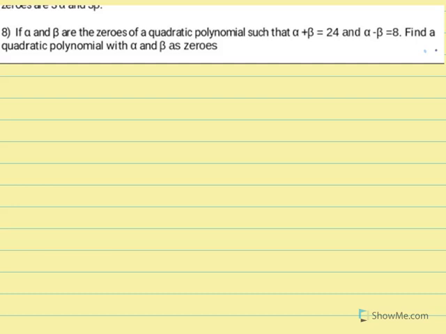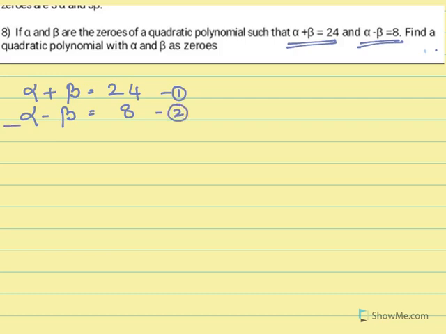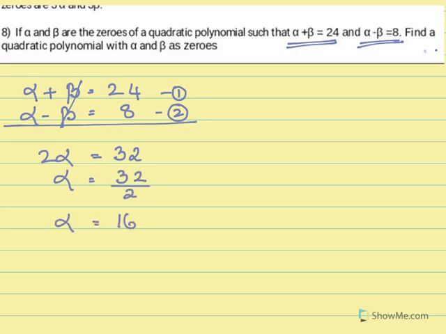If alpha, beta are the zeros of the quadratic such that alpha plus beta is 24 and alpha minus beta is 8, find a quadratic with alpha, beta as zeros. So we have alpha plus beta equal to 24 and alpha minus beta equal to 8. Equation 1, equation 2, we add them together, this cancels. 2 alpha equal to 32. So alpha is 32 by 2, so alpha is 16.